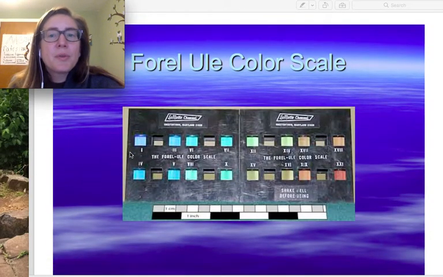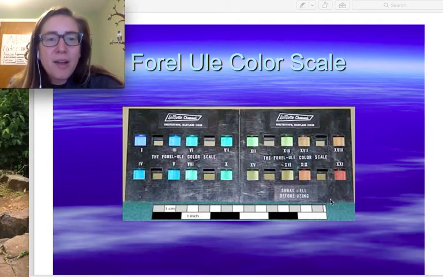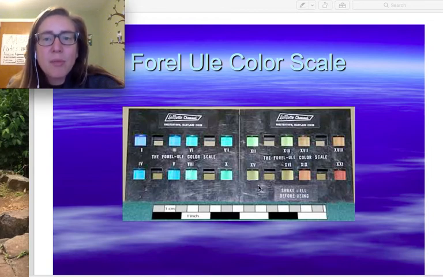A Forel-Ule color scale you can use then to actually quantify the color that you're seeing. So instead of saying blue or light blue or turquoise or brown, this one will actually give you a quantifiable measurement that you can use to describe the color of the marine environment. And then again, that can correspond with the types of organisms that are living in that area.